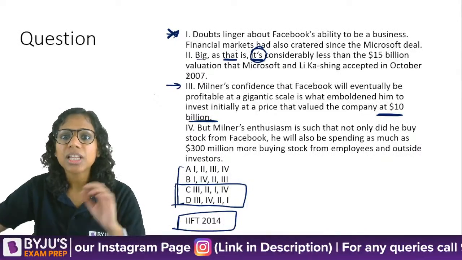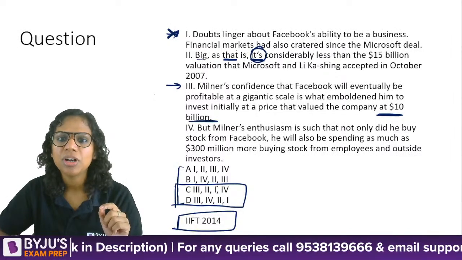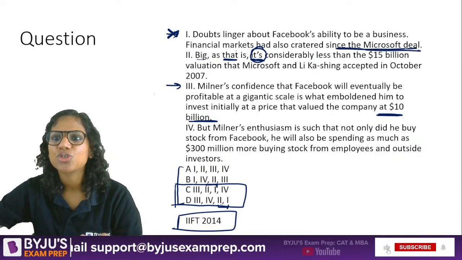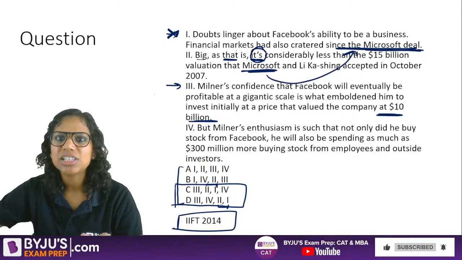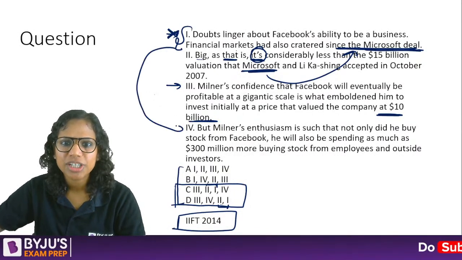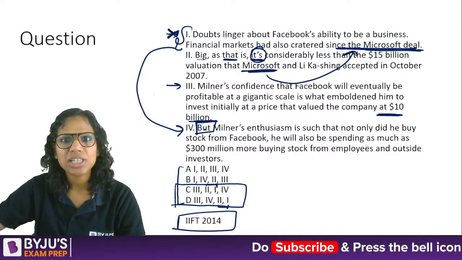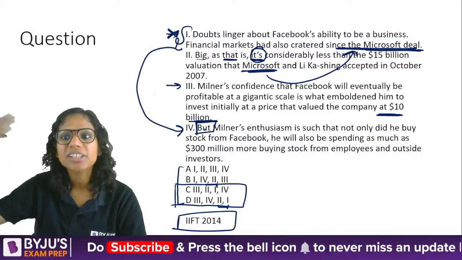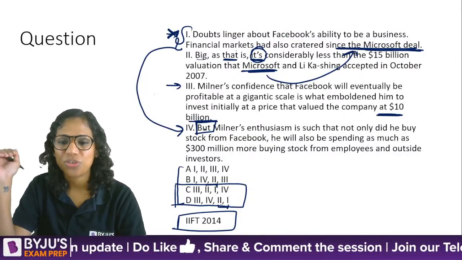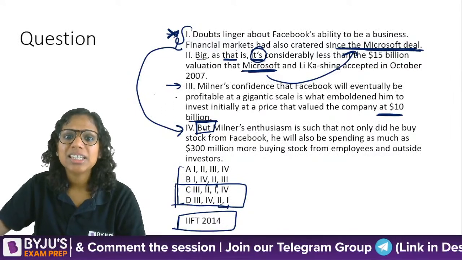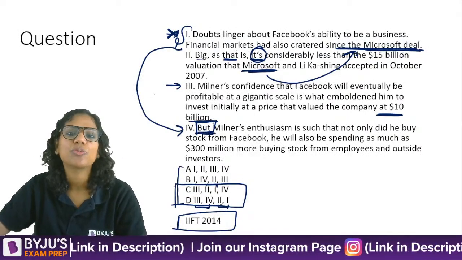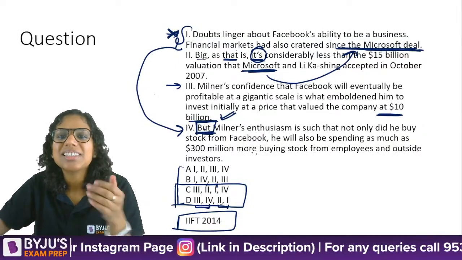In fact, one should come after two, something that's there in D as well. Because we are saying that since the Microsoft deal, first we'll talk about the Microsoft deal, and then we'll say that financial markets have cratered since the Microsoft deal. So while there are doubts, we are now contradicting this using again a grammar based clue. But doubts linger. But Miller's enthusiasm is such that not only did he buy stock from Facebook, he'll also be spending as much as $300 billion more buying more. One more thing is that 3 and 4, there is no contradiction. If you place 3 and 4 together by giving me D, there is no contradiction here. So there's no question of but. 3 and 4, they are in the same line.